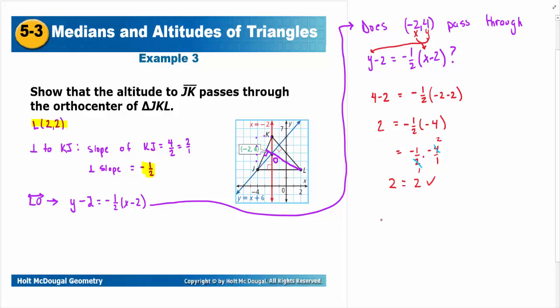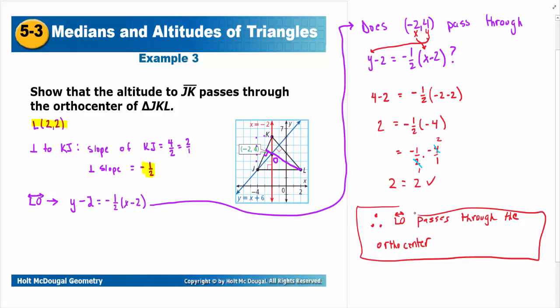So therefore, line LO passes through the orthocenter. Booyah. There we go. But this is not just the answer. You can't just say that's your answer. It's about proving it with all that. You have to be able to prove it. This is one of these ones, show your work. Obviously, if it ever says show, you have to show your work.